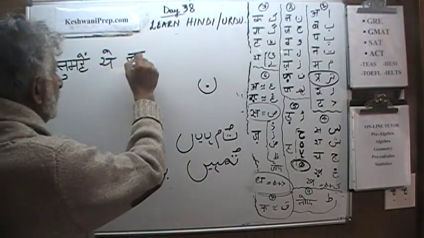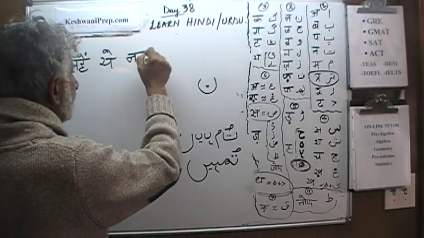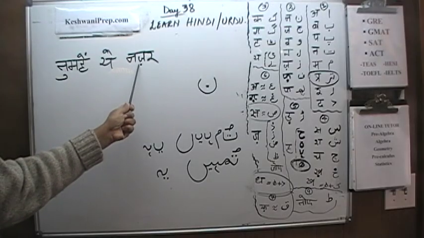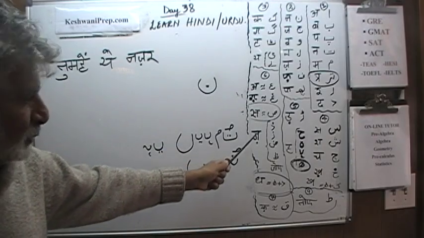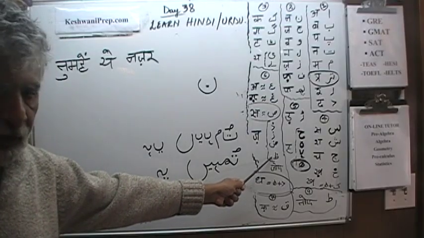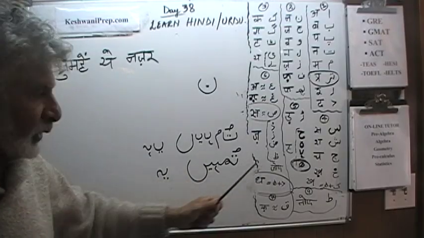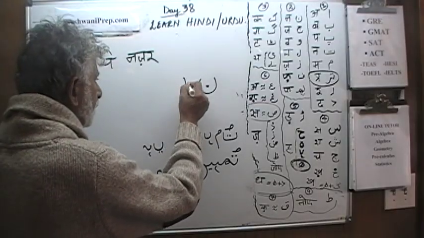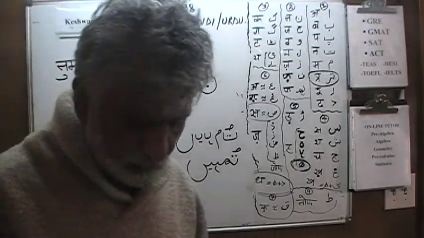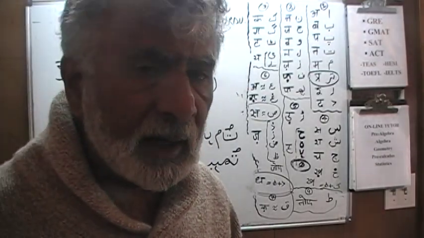Nazar. Noon, na, Z, and R. Notice I stop writing here because Hindi is very straightforward. You only have one Z. You don't have to worry about which bloody Z to use here. The Z that we need here is this one, zoi. The correct spelling calls for zoi. Like this. And then an R. Nazar means look, and it can also mean eyes.